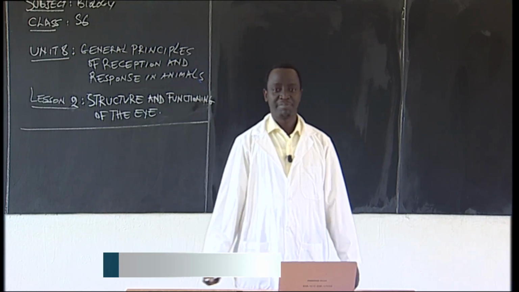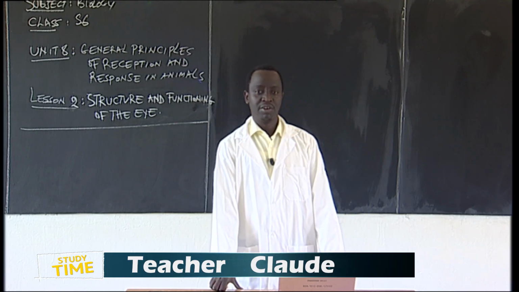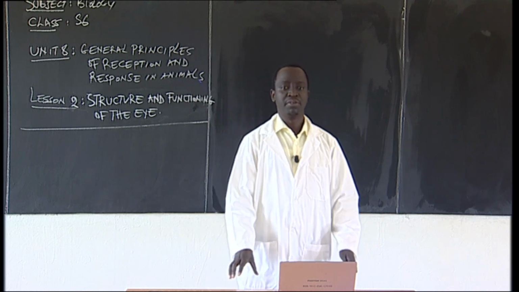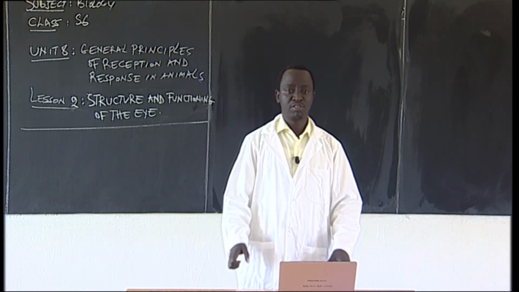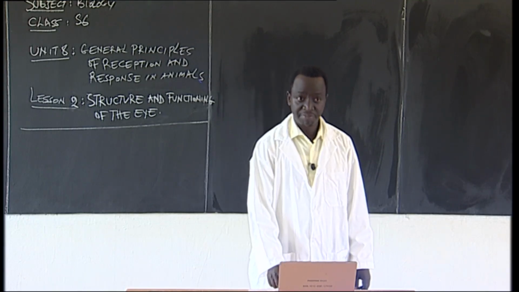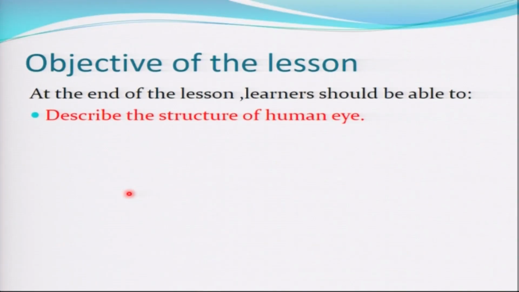I hope you're okay. So you're welcome again to biology class. Now we are in senior 6. The unit is unit number 8, which is the general principles of reception and response in animals. The lesson of today is the structure and the functioning of the eye. What is the objective of the lesson? You will be able to describe the structure of the human eye. So be ready.